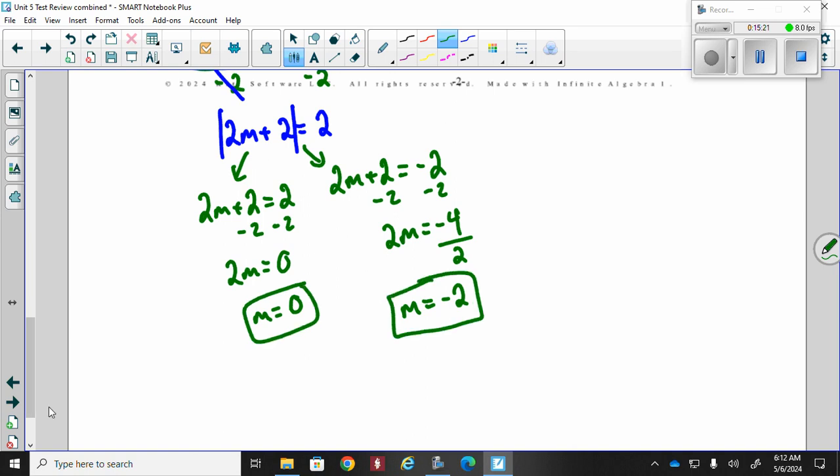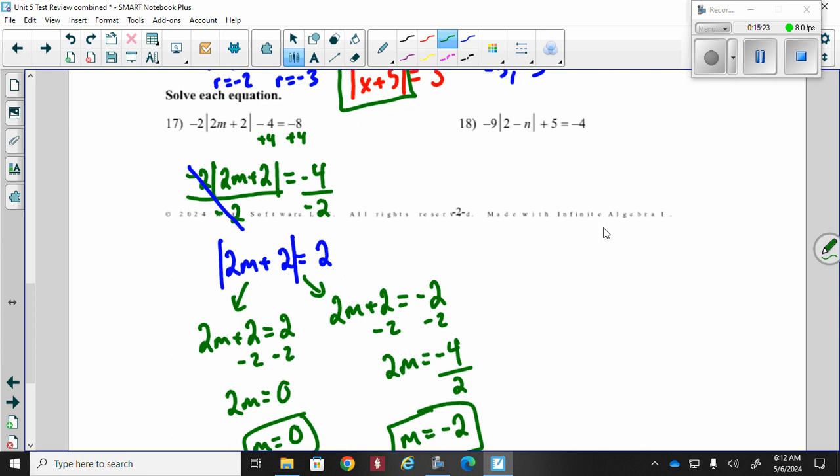All right. Question number 18, you would solve the exact same way, and just to keep the time down, I'm going to go ahead and just give you the answers. The answers you should have gotten for question 18 are 1 and 3.